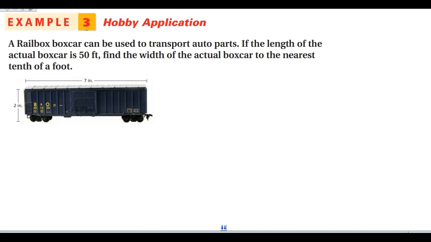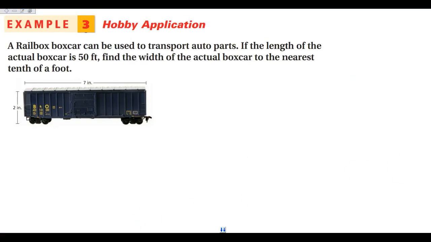All right, let's go ahead and look at example 3. With example 3, we have a rail box car, so a train car, that can be used to transport auto parts. If the length of the actual box car is 50 feet, we want to find the width of the actual box car to the nearest tenth of a foot.